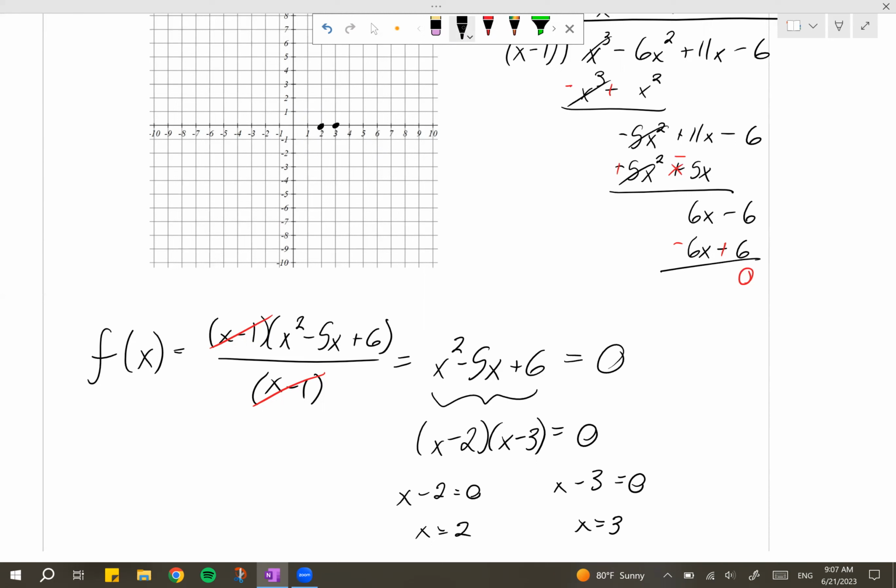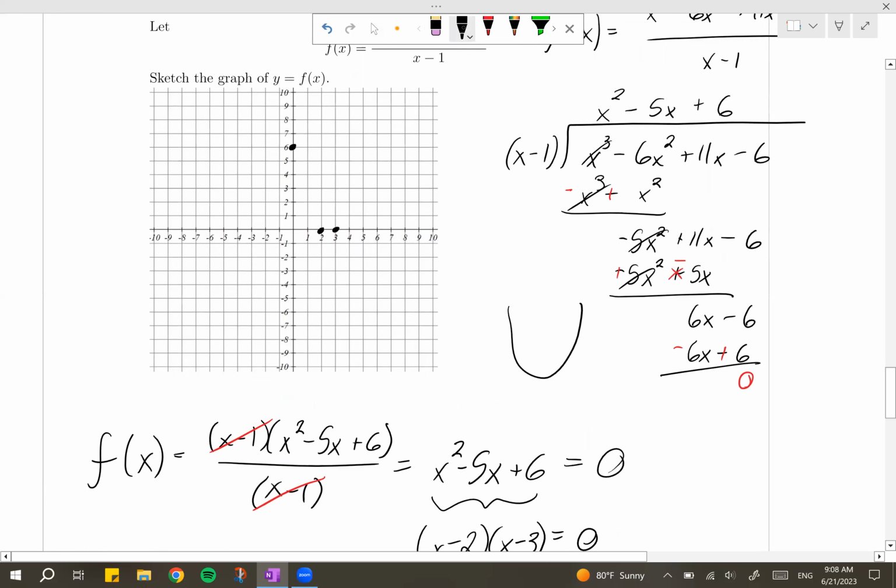I can figure out my y-intercept by plugging in 0 for my x. f of 0 is going to be 0 squared minus 5 times 0 plus 6, which is just 6. So I know my y-intercept is 6. And I know my graph looks something like this. This isn't the best drawing in the world, but it looks something like this. And if you plug it in Desmos, this is what you get.